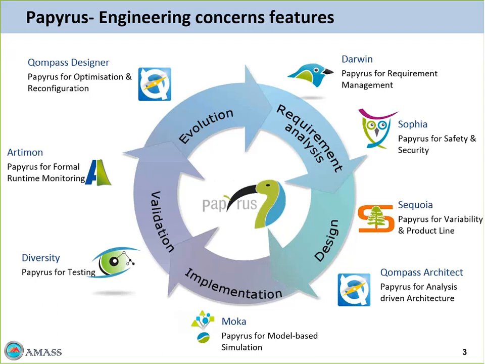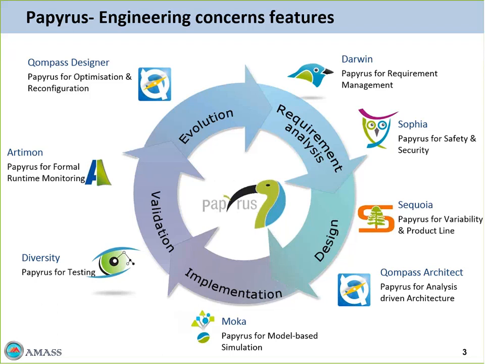So there is one that adds to Papyrus that is called Darwin. It's a Papyrus for requirement management. It proposes strategic measures to manage requirements, classify them, and design an HTML requirement model. We have Sophia, the plugin for Papyrus for safety and security. Sequoia, that is Papyrus for variability and product line. Compass, that is a tool suite composed of designer and architect.